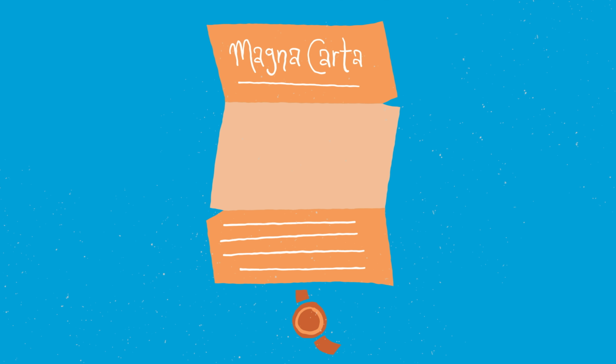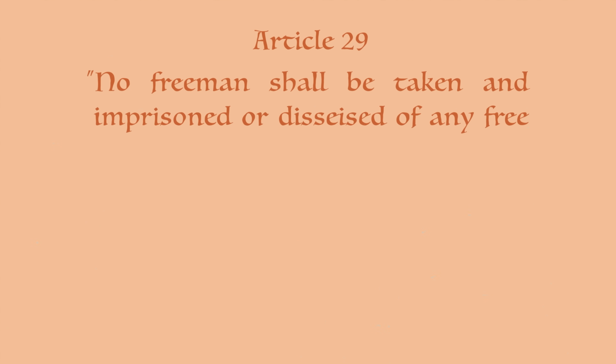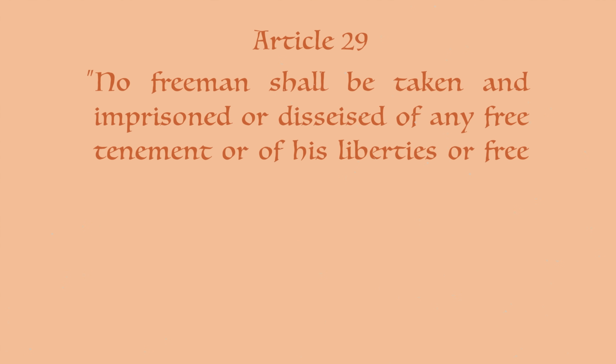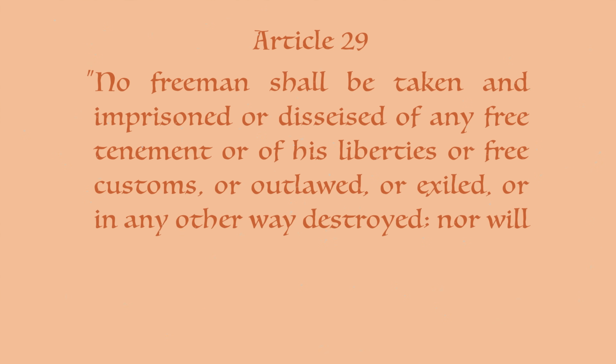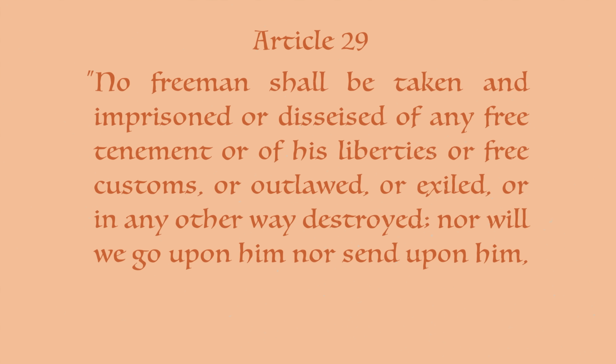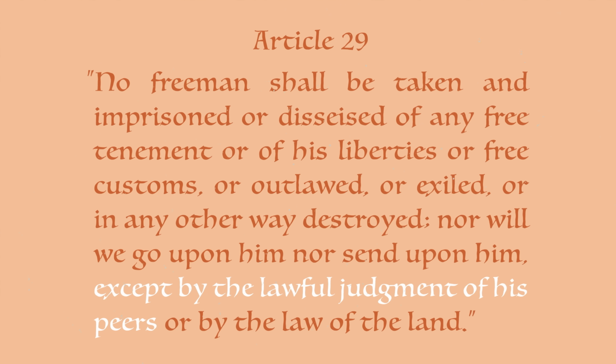Americans believed this right to be enshrined in Article 29. "No free man shall be taken and imprisoned or disseised of any free tenement, or of his liberties or free customs, or outlawed or exiled, or in any other way destroyed. Nor will we go upon him nor send upon him, except by the lawful judgment of his peers, or by the law of the land."